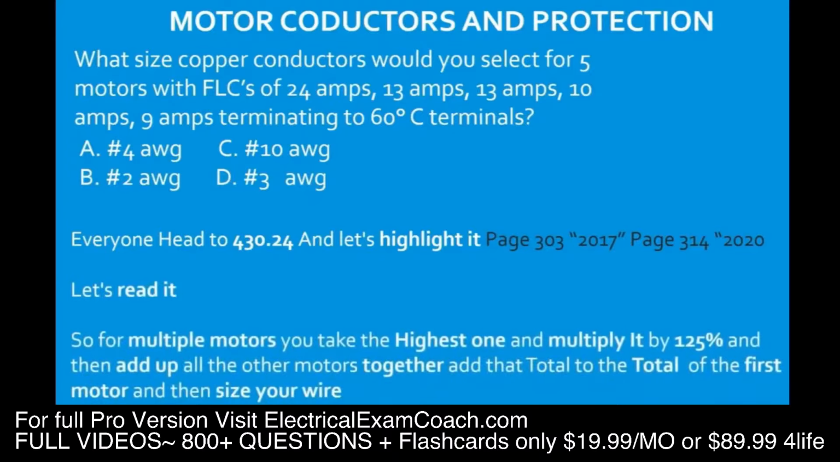So what this is stating, to simplify it for you, when you're dealing with multiple motors, you take the highest motor, so the highest FLC of all of them, and you multiply that FLC by 125%. Then you just add up all the other motors together and then total them back to the first one that you did the 125% on, and you take that number and go size your wire. Let's practice it on the next slide.